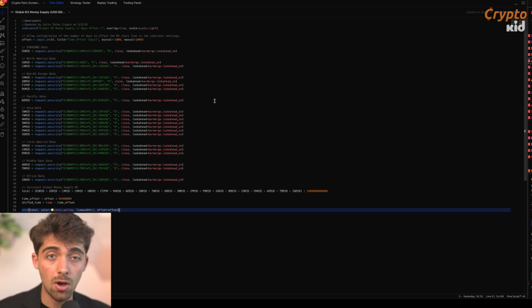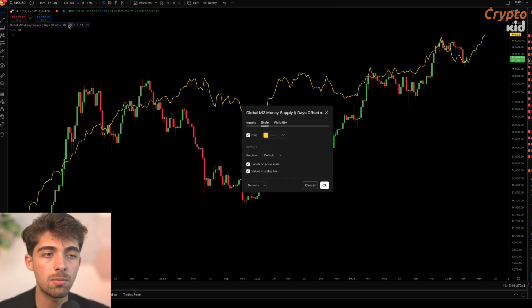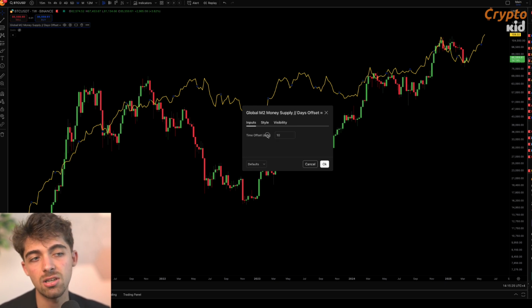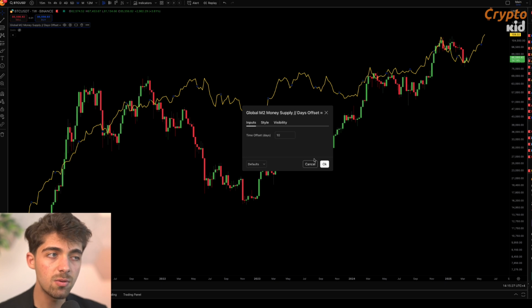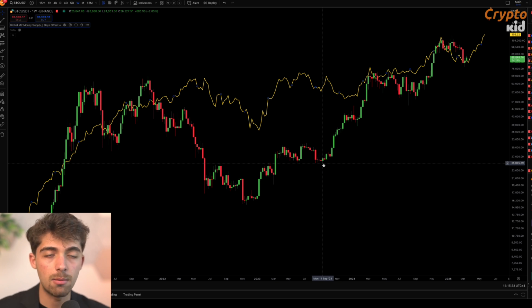So if you copy and paste it from Telegram over onto PineScript and click Add to Chart, then you will see this yellow line forming over on your Bitcoin analysis. What you want to do is go to Settings and put it under Inputs to a 10-week offset. Because it's on the weekly time frame, it's actually not days, it will be weeks. So if you put 10, you will get the greatest and most accurate correspondence between M2 global liquidity and also the price of Bitcoin.